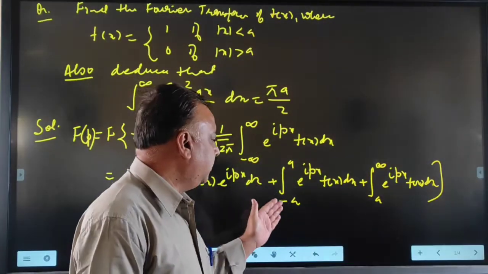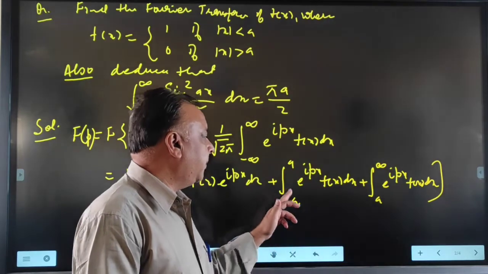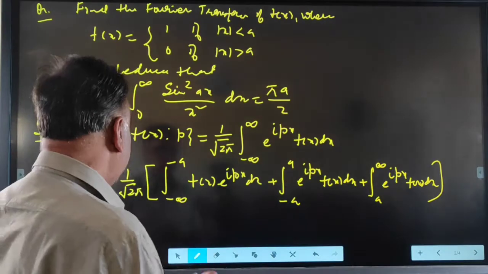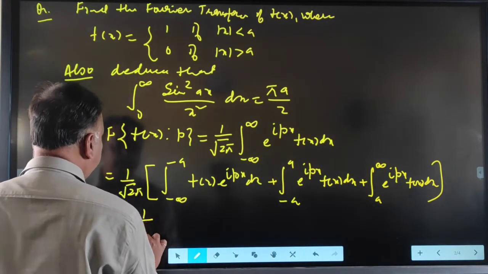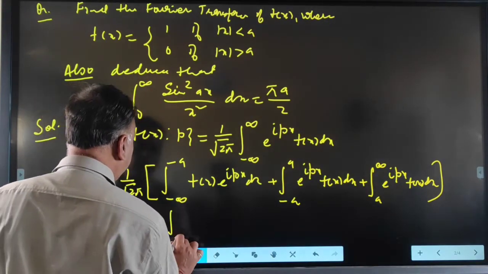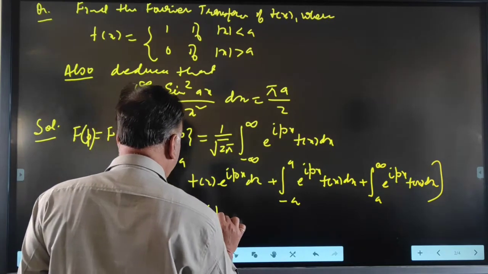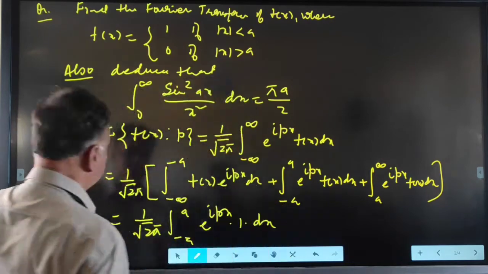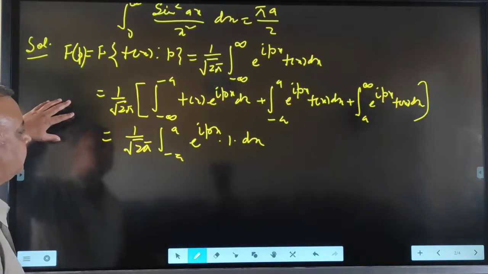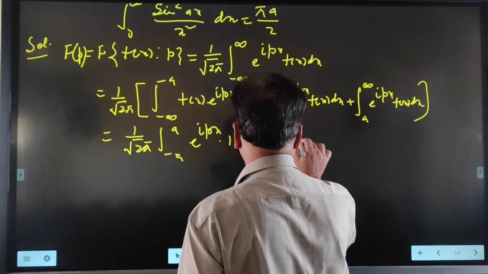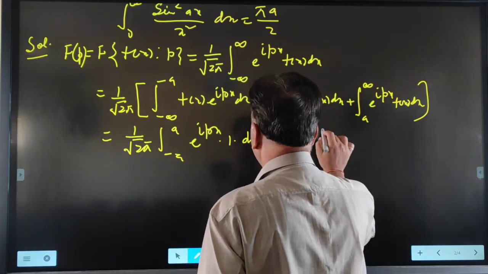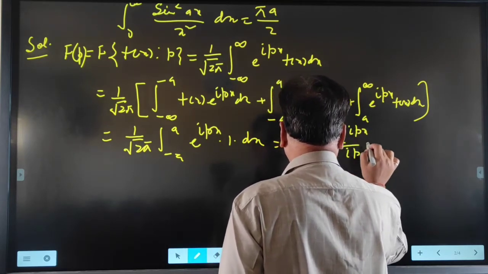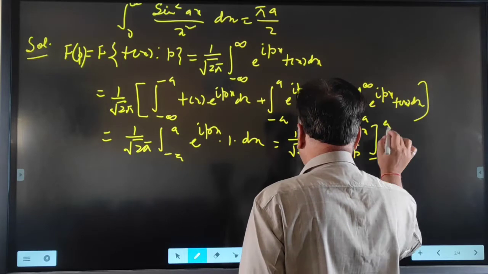That is, if the value of x lies between minus a and a, then the value of the function is 1, otherwise the value of the function is 0. So this integral now becomes 1 upon root 2 pi, integral from minus a to a of e raised to iota px, and the value of the function in this interval is 1, dx. Now integrating this, we get 1 upon root 2 pi times e raised to iota px upon iota p, with the limits from minus a to a.